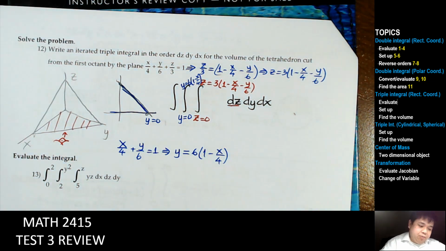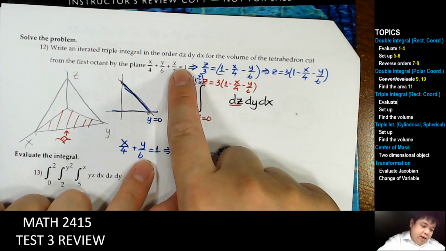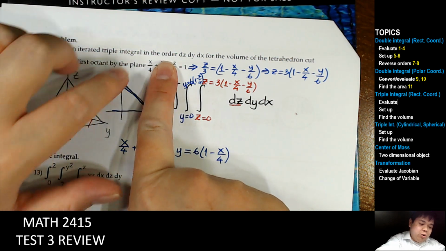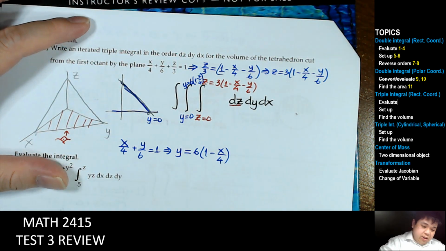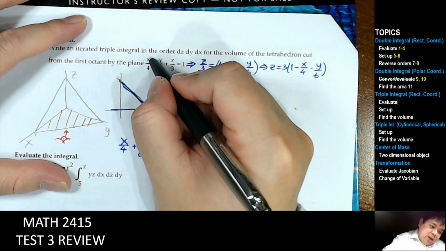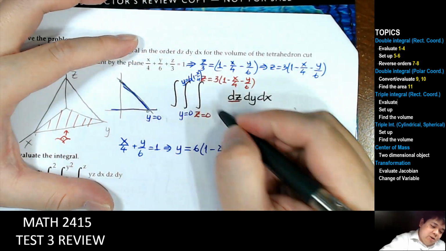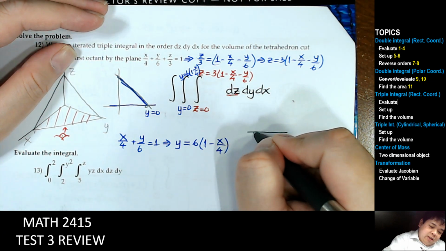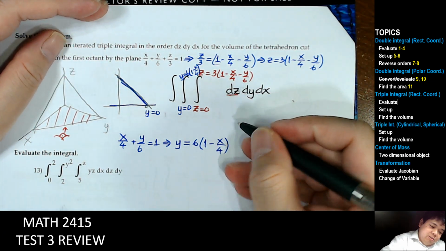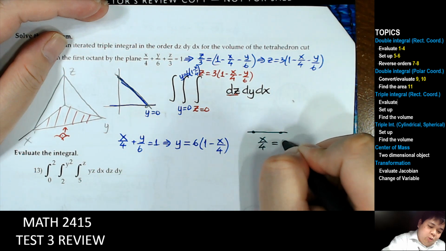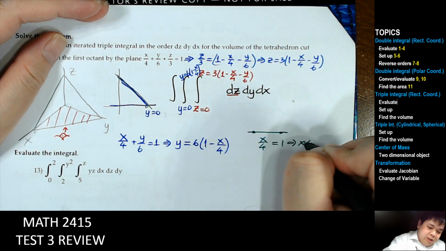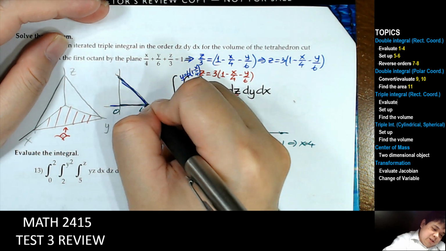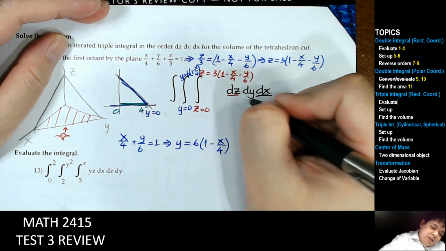And finally, on the x-axis, we let y and z equal to 0. So we only have x over 4 equal to 1, so x equal to 4. So we go from 0 to 4 for x.